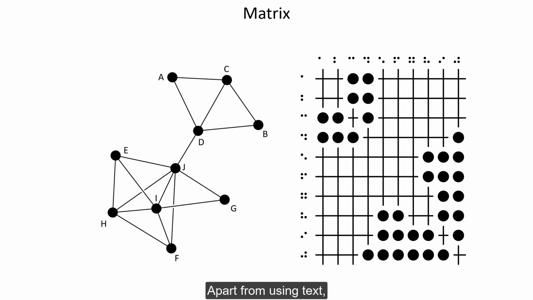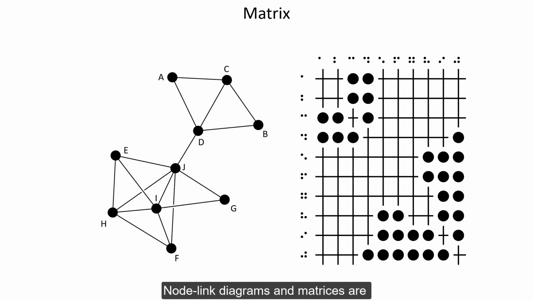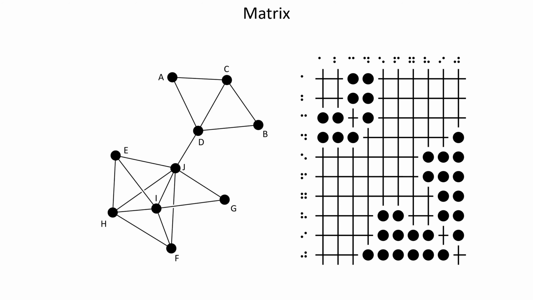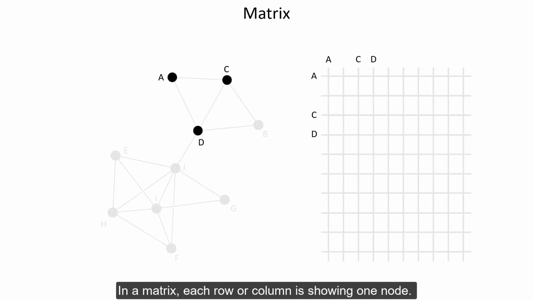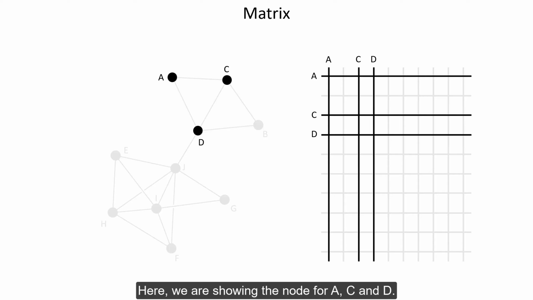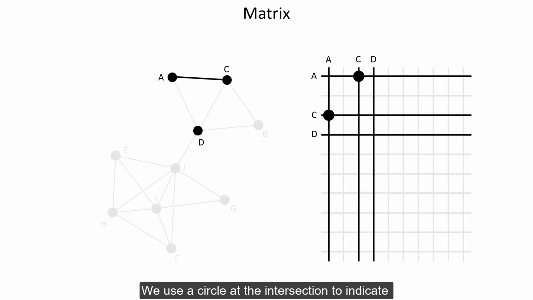Apart from using text, we also consider more graphic ways to represent network data. Node link diagrams and matrices are arguably the most widely used visualizations for network data. We adapt these representations to tactile format for the user study. Let us look at the matrix first. In a matrix, each row or column is showing one node. Here we are showing the nodes A, C, and D. We use a circle at the intersection to indicate there exists a link between two nodes. Here we are showing the link between A and C.